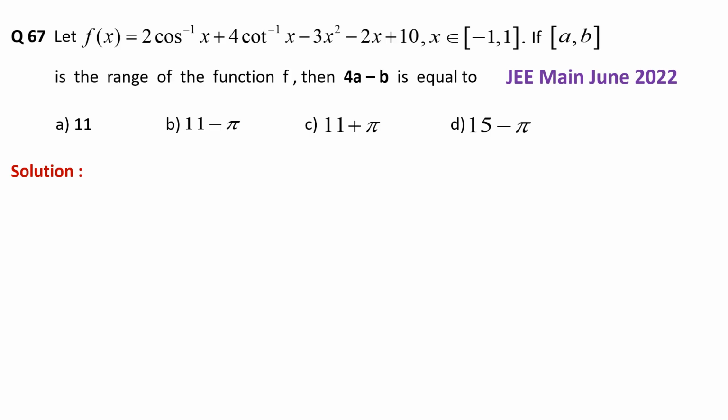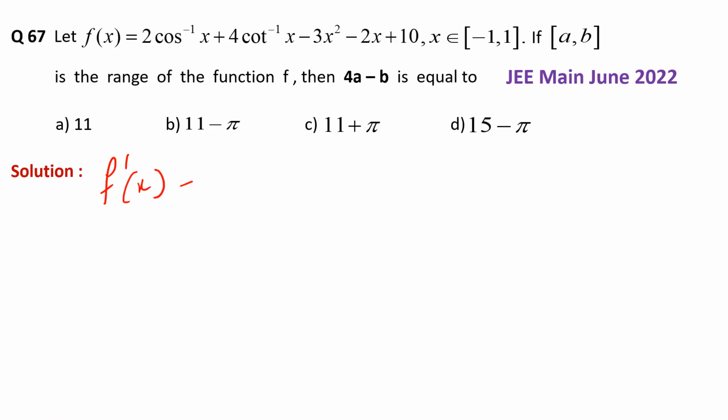Now, since f of x is the sum of two different kinds of functions, one is an inverse trigonometric function and the other is a quadratic polynomial, to find its range we cannot use standard methods over here. Rather, we will decide about the increasing or decreasing nature of this function. Now for that purpose, I am differentiating f of x with respect to x.